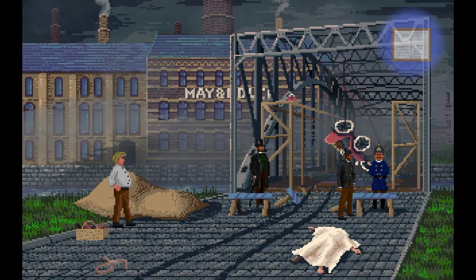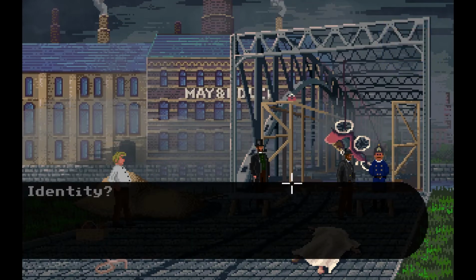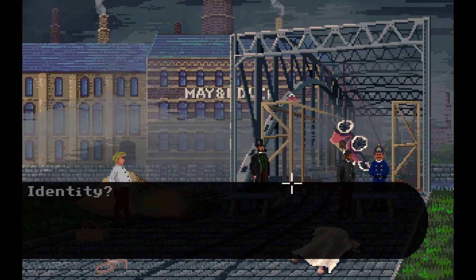It's dangling because it's being hoisted out of the water. Oh. He was in the car in the water, not dangling from the bridge. I don't know why I was imagining that. Well, I don't actually know what I was imagining, but it didn't make a lot of sense. Now it does. Okay.